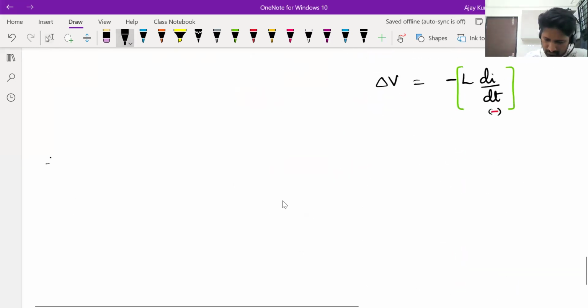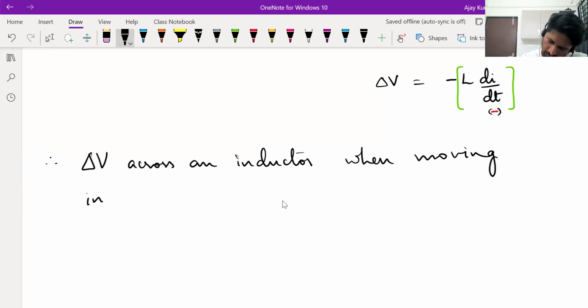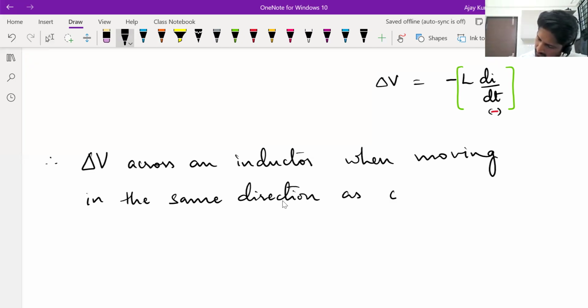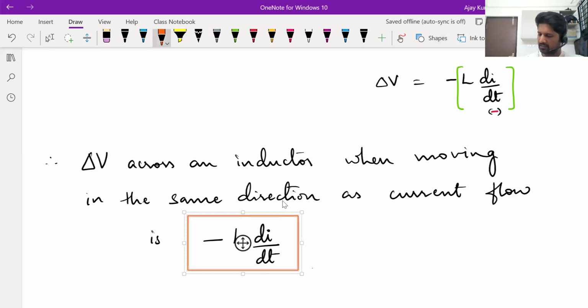Therefore, the potential change across an inductor when moving in the same direction as current flow is minus L di by dt, irrespective of whether current is increasing or decreasing. If you are going in the direction of current, the potential change must be written as minus L di by dt.